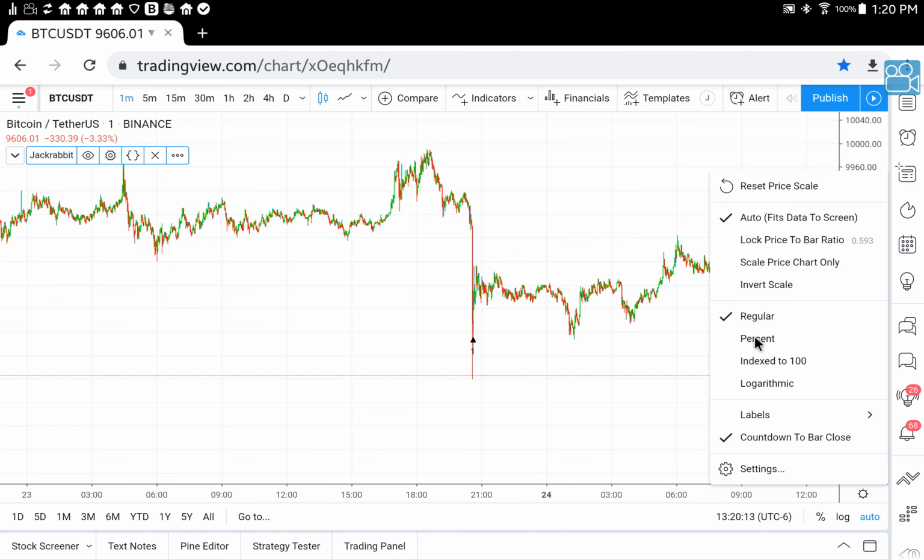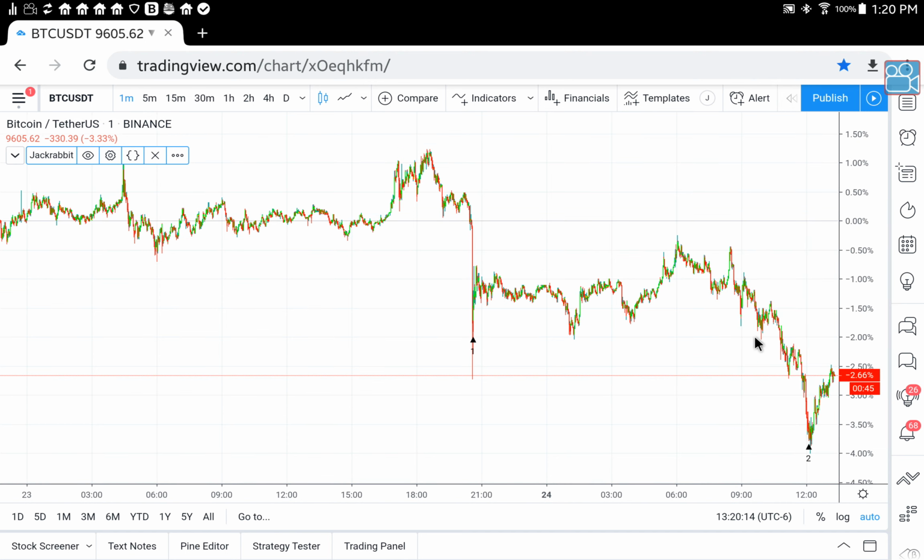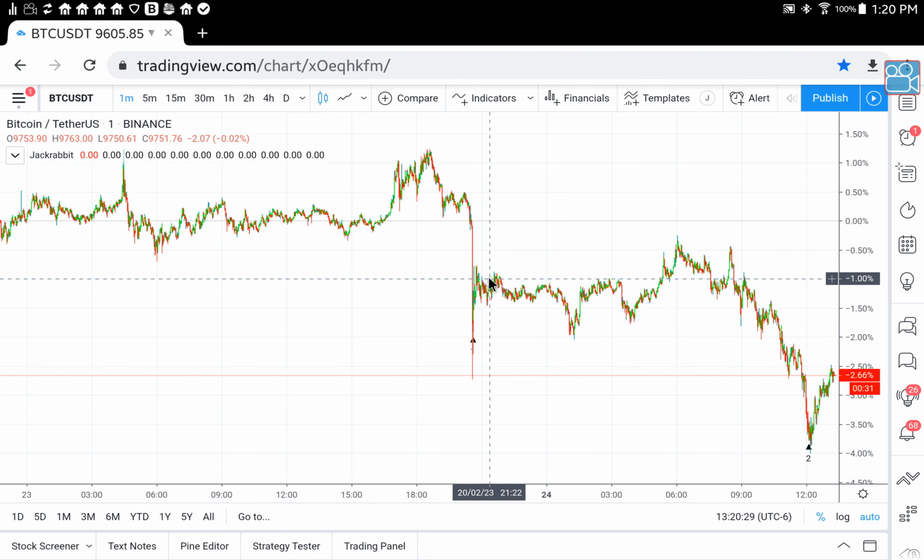Now let's go to the percent chart and watch these lives. Okay, this knife looks like it would have made a 2% profit. That's not bad. This knife looks like it would have also made a 2% profit.